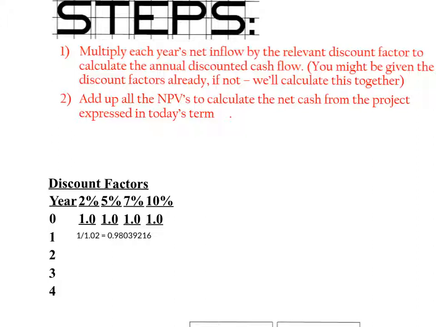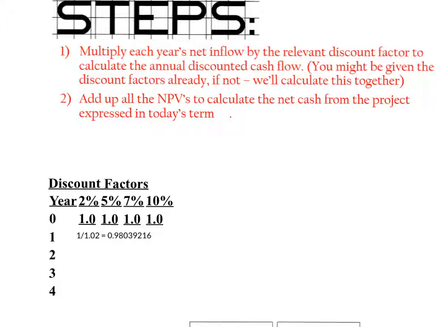And now you could just round it, so you could just do 0.98. And you could do 0.961 for year 2, and so on. So have a little go at doing that for 5%, 7%, and 10%. Like I said, once you've got that initial answer, just press equals for the second one, press equals again for the third one, and press equals again for the fourth one.